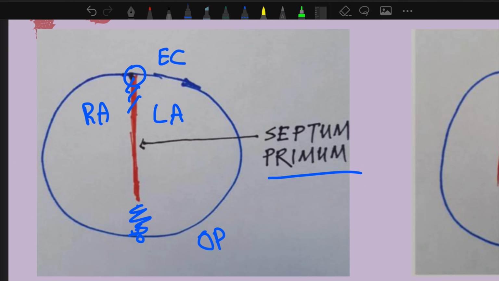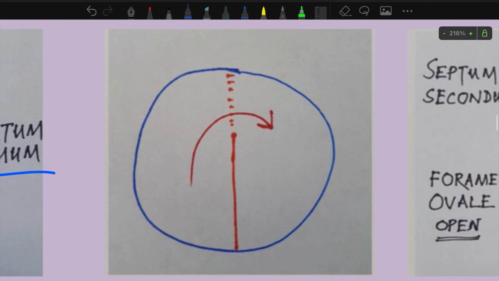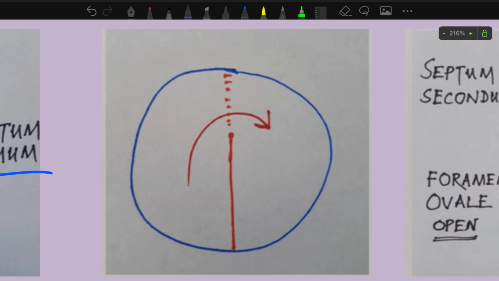You also have to know that during fetal life, the pressure in the right atrium is much higher than the pressure in the left atrium. That's why the blood goes from the right atrium into the left atrium directly. Then, when the septum primum hits and goes down, it leaves an empty place here, and the blood goes through it. This empty place this time is called the ostium secundum, the second one.